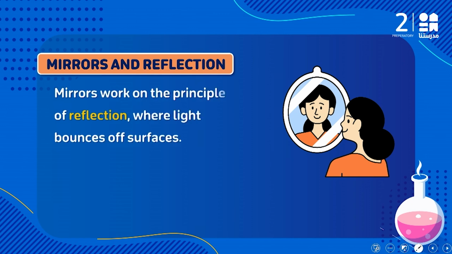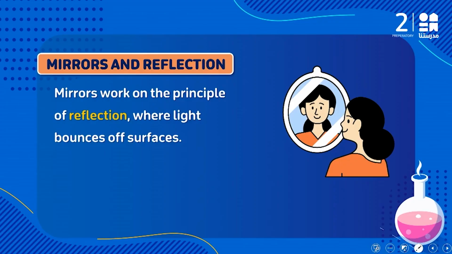What is the reason for you seeing the image in the mirror? Your image in the mirror is formed due to what? It's formed due to a property of light which is called light reflection. What does light reflection mean? It's like a ball. When you throw a ball and this ball hits the wall, it's going to return back again. So when the light falls on the mirror, what is going to happen? The light will reflect or bounce back again from the mirror, causing formation of your image in the mirror. So the mirror works on the principle of reflection, where light bounces off surfaces.